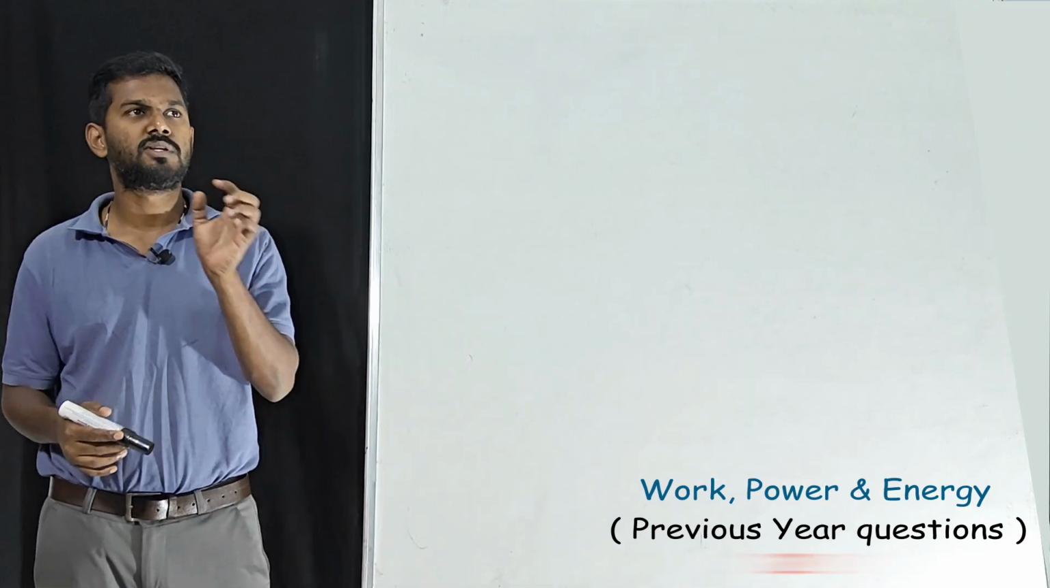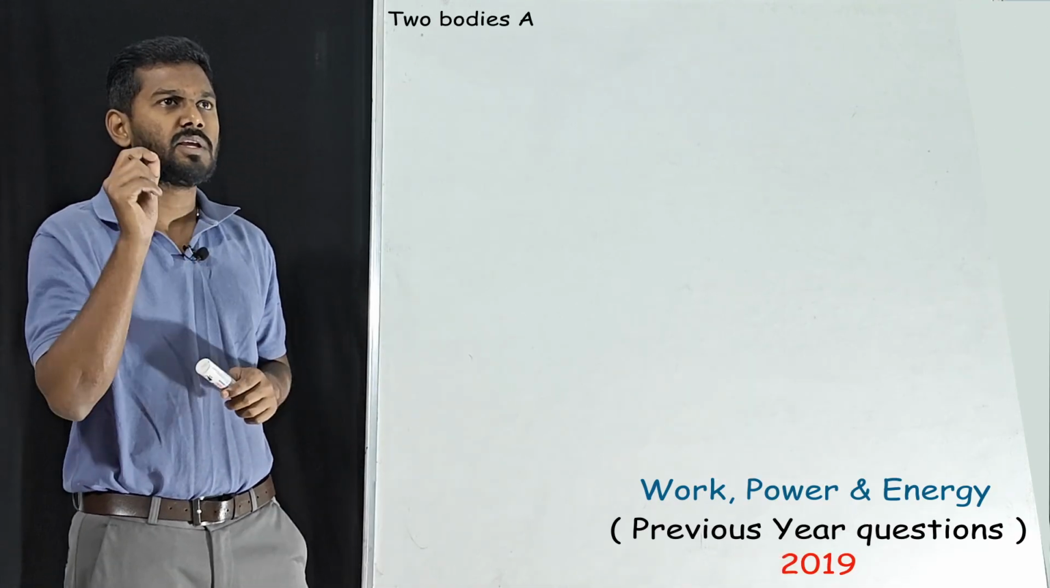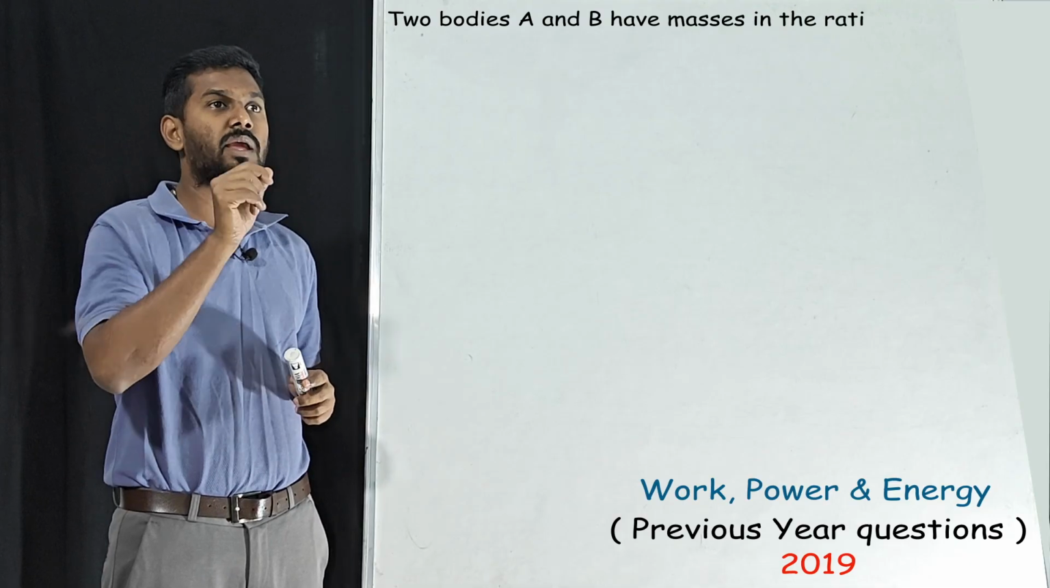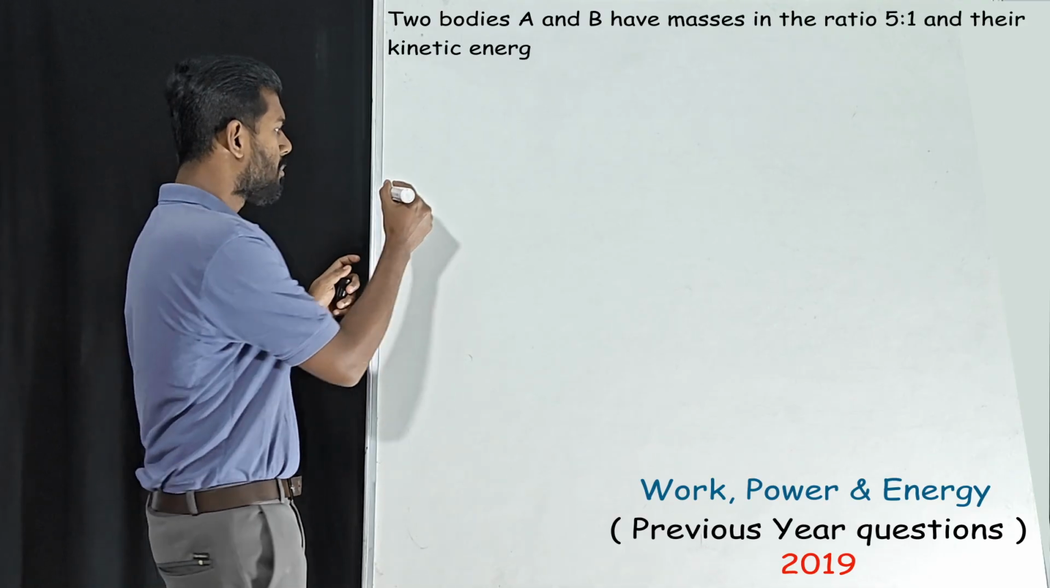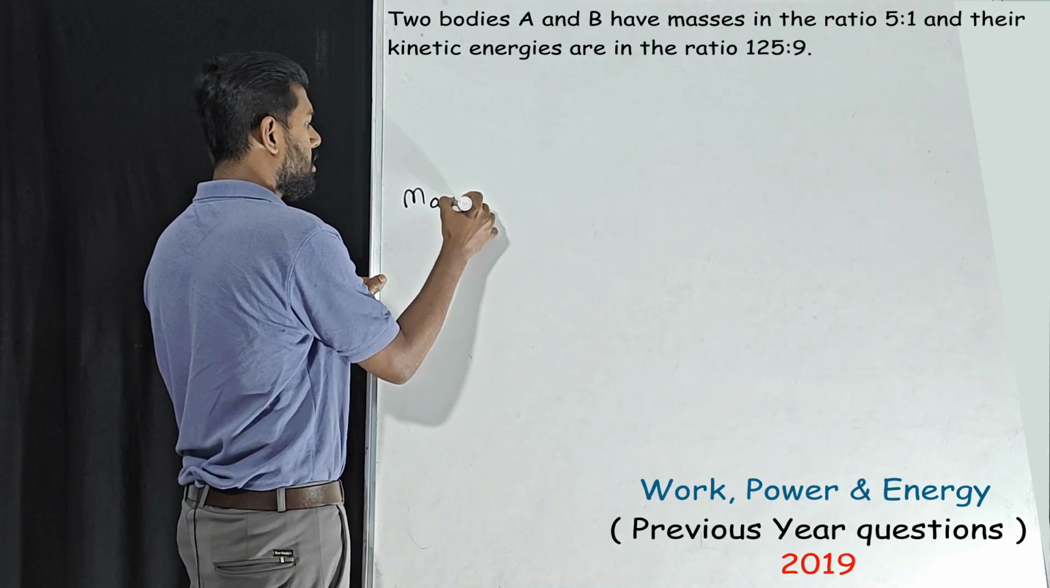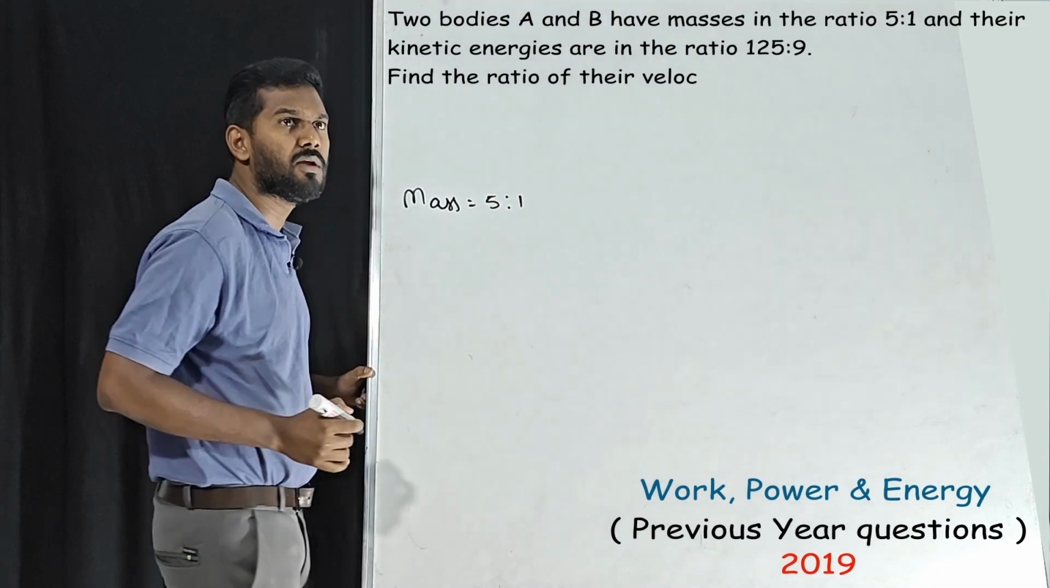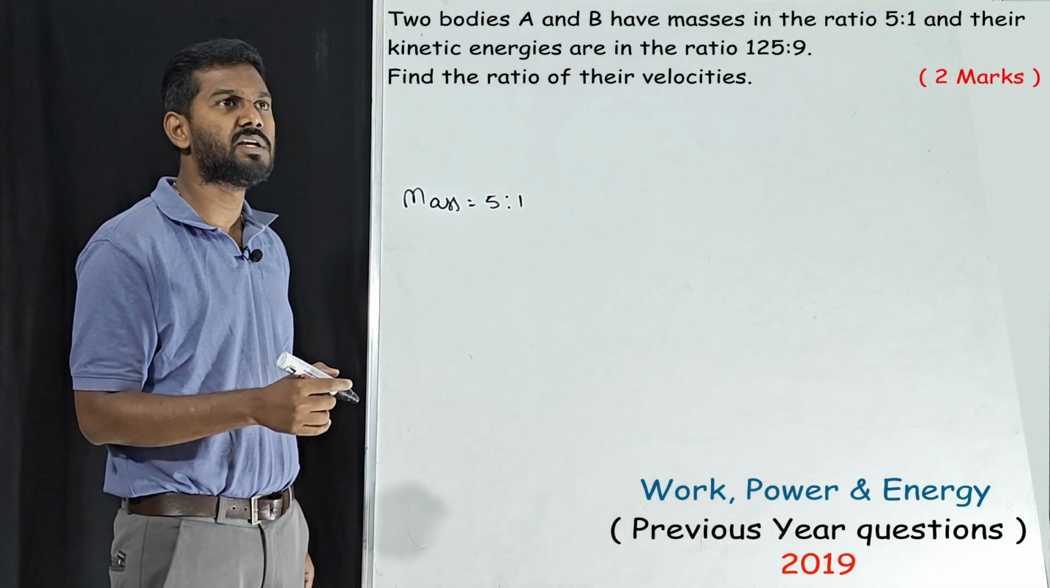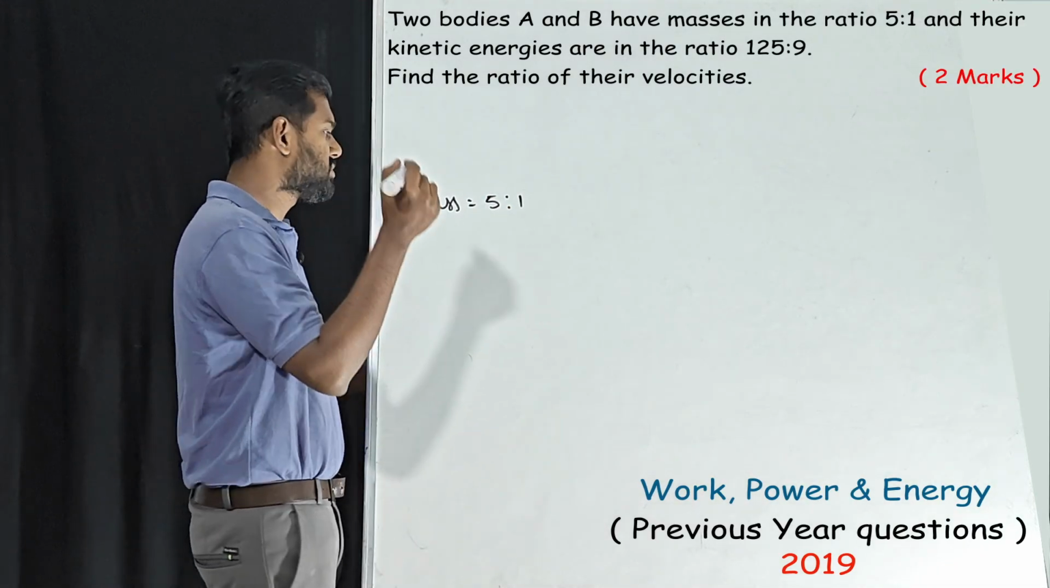Now we'll move on to 2019. Two bodies A and B have masses in the ratio 5:1. Mass ratio is 5:1. Then their kinetic energy are in the ratio 125:9.